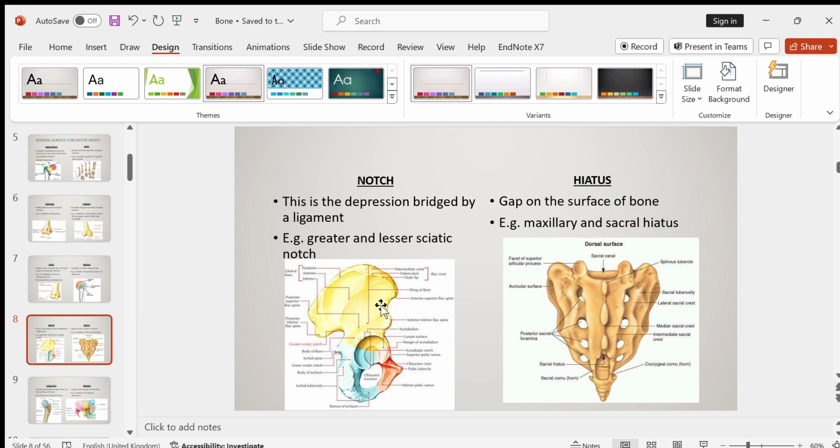Now what is a notch? Notch is an inward bend in a bone. For example, this is a hip bone and this is the greater sciatic notch. Hiatus is an inverted U-shaped structure. This is the sacrum and here the arrow shows a sacral hiatus. This is an inverted U-shaped structure.